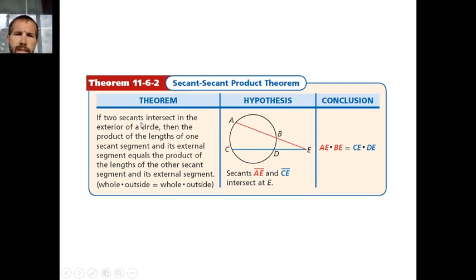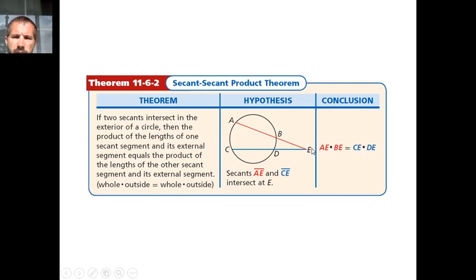So in this next theorem, we're going to be using those two vocabulary words. If two secants intersect in the exterior of a circle, then the product of the lengths of one secant segment and its external segment equals the product of the length of the other secant segment and its external segment. So the good way to remember this is whole times outside equals whole times outside. So if we look at the two secants, that would be whole AE times outside BE equals whole CE times outside DE.